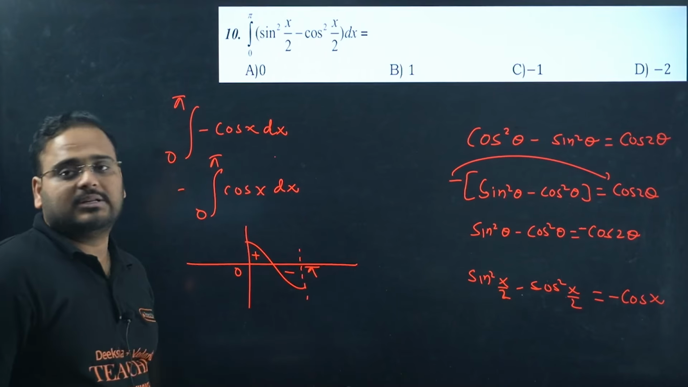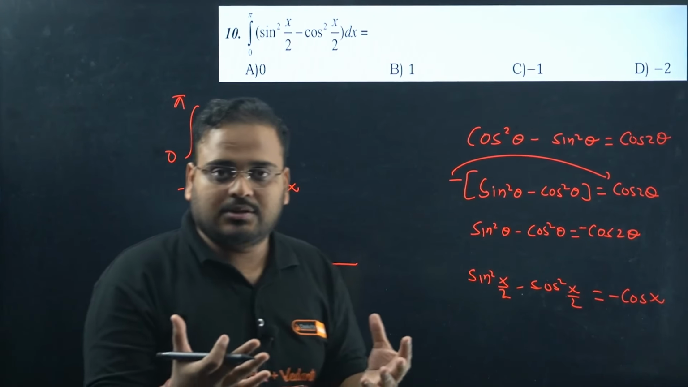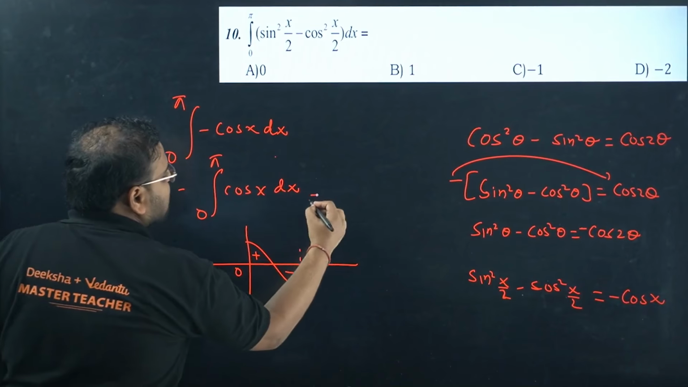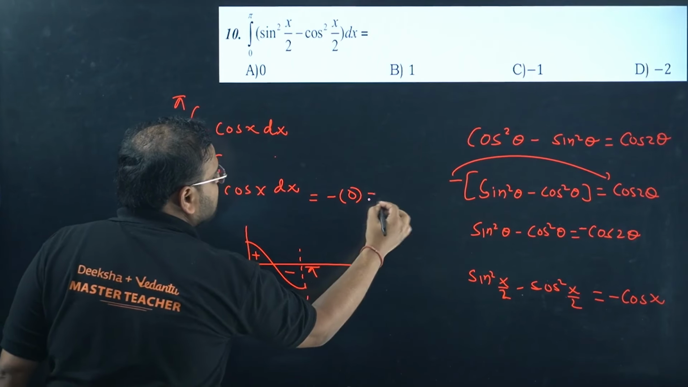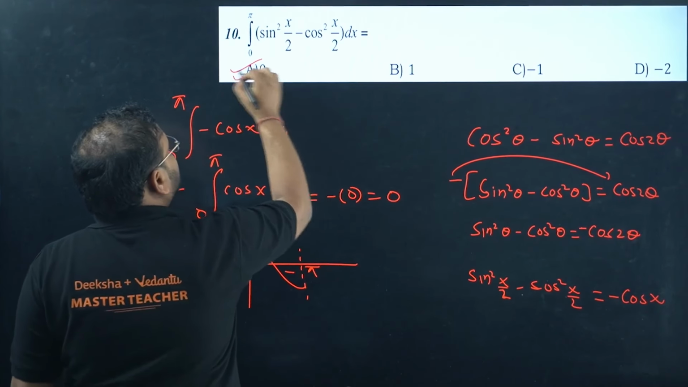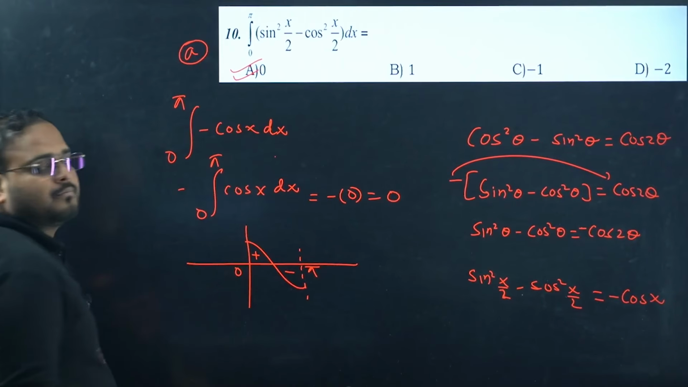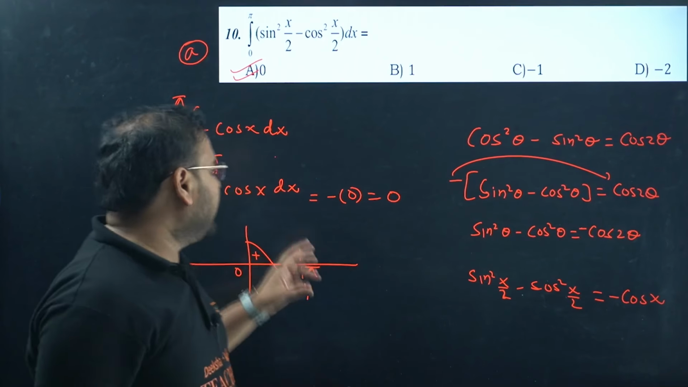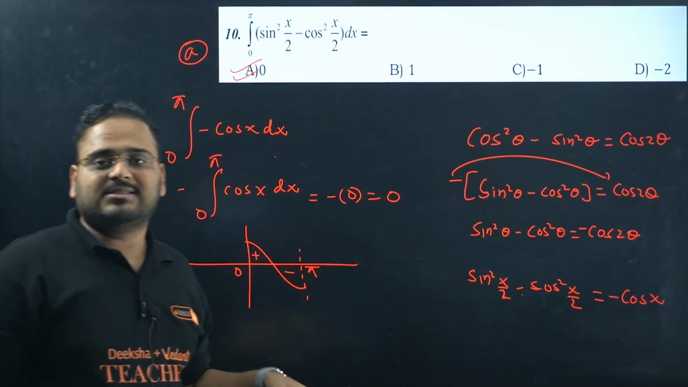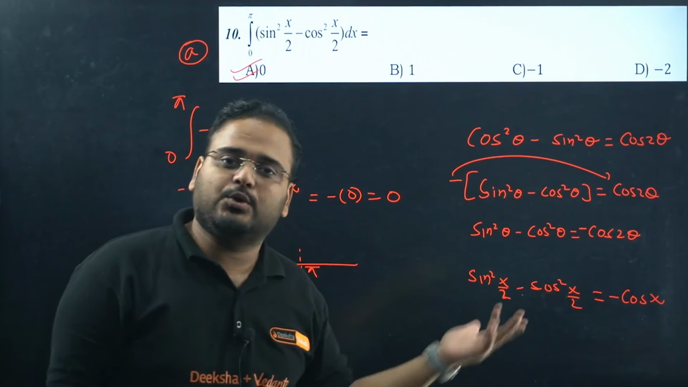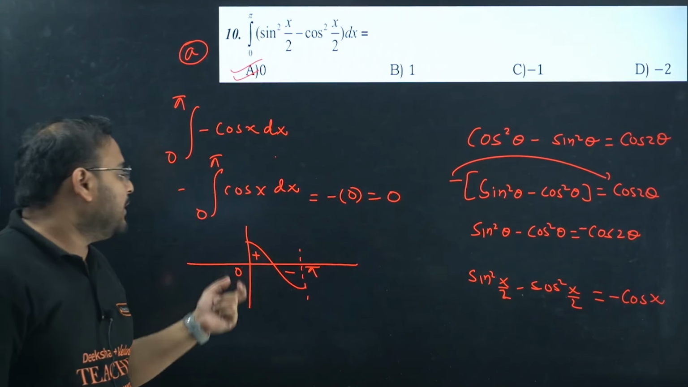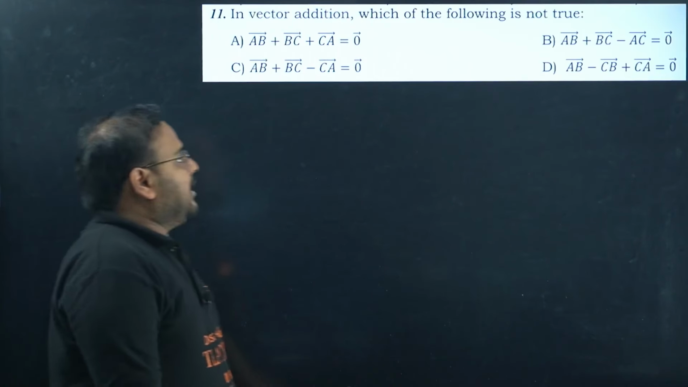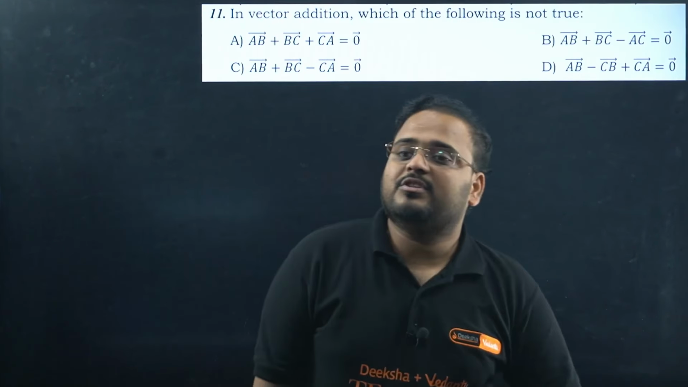If you club them together, integration means addition. So if you club them together, answer will be what? If you add these two, answer will be negative of 0. What is the answer? Simply 0. Option is A. If you want, you can integrate cos as sine, put the value pi and 0. It will come as sine pi is 0, cos pi is 0. You get the answer, but use the logic. Next. Now, in vector addition, which of the following is not true?